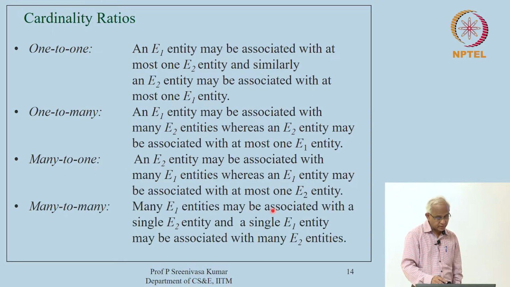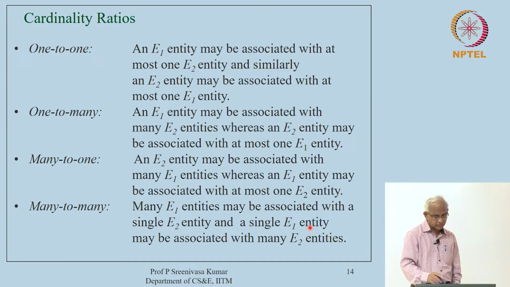Finally, we have the many to many cardinality ratio, in which many E1 entities may be associated with a single E2 entity, and a single E1 entity may in fact be associated with many E2 entities. We will look at some examples to make these things clear.